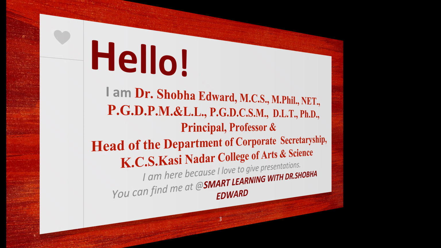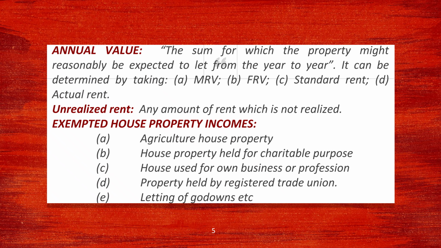Today, we shall have a small recap on the concept income from house property. Annual value. Annual value is taken by considering the MRV, FRV, standard rent, and actual rent. The actual logic of calculation is MRV or FRV, which is more, that or standard rent, which is less, that or actual rent, which is more.